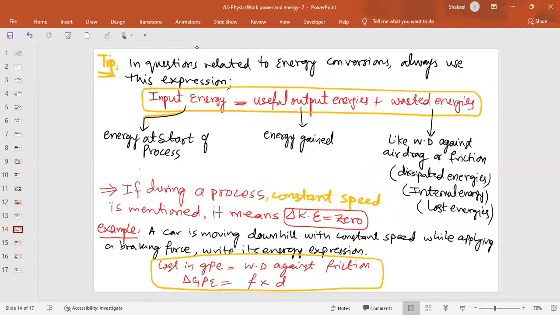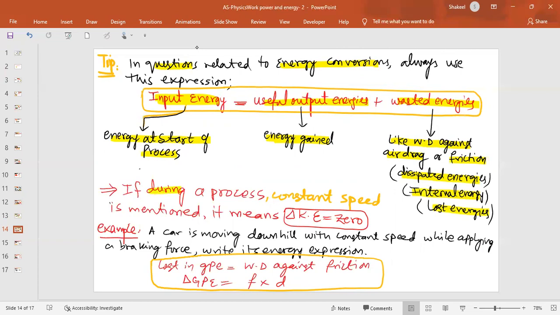Well, there's a tip. In questions related to energy conversion, always use this expression: input energy equals useful output energy plus wasted energy. The input energy is the energy at the start of the process. When the object is about to start its motion, you have to see what type of energy is present there. Then useful energy is the energy gained during the process. Wasted energy is like work done against air drag or against friction. These are the dissipated energies, internal energy you can say, and these are lost energies.